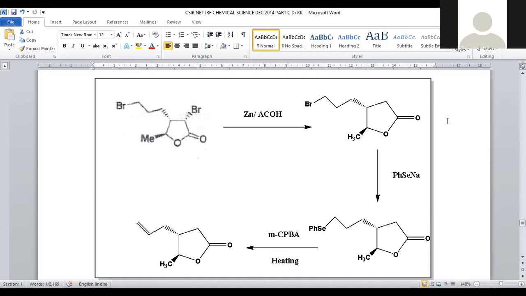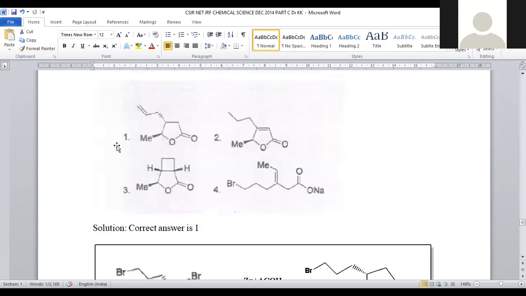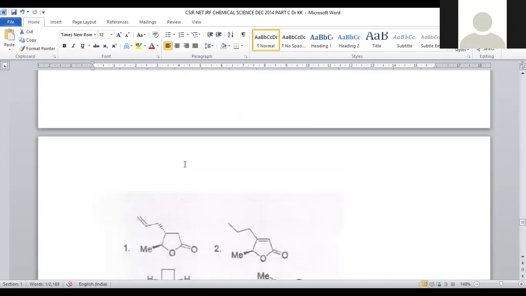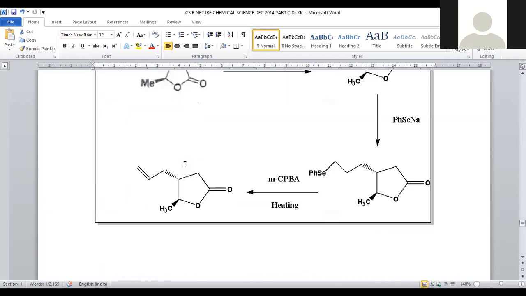That is the allyl substitution. So we are not going to change the stereochemistry of the compound. We are just working on the terminal centers only, not on the core structure. That's the reason why the stereochemistry will not be altered. So here the stereochemistry is exactly retained in option number 1. For question number 118, option number 1 is the right answer.